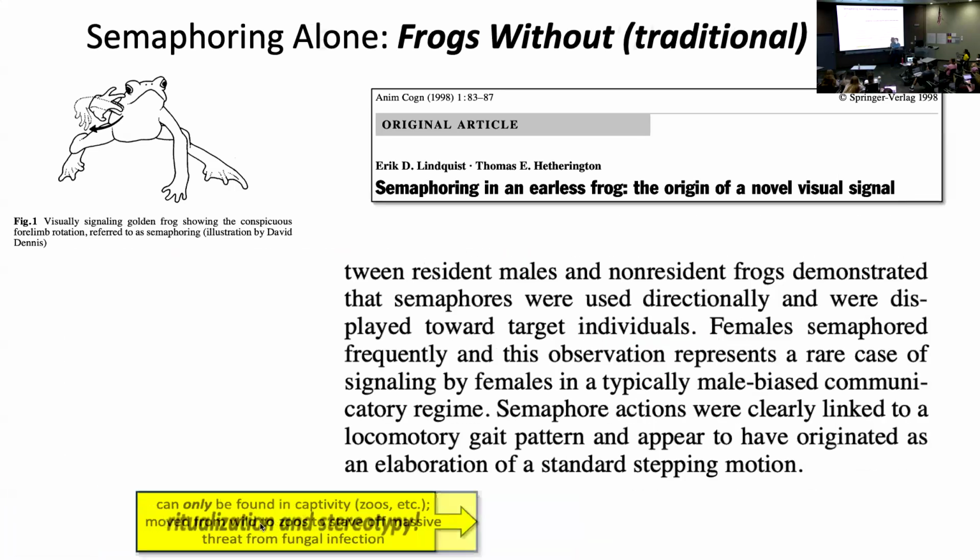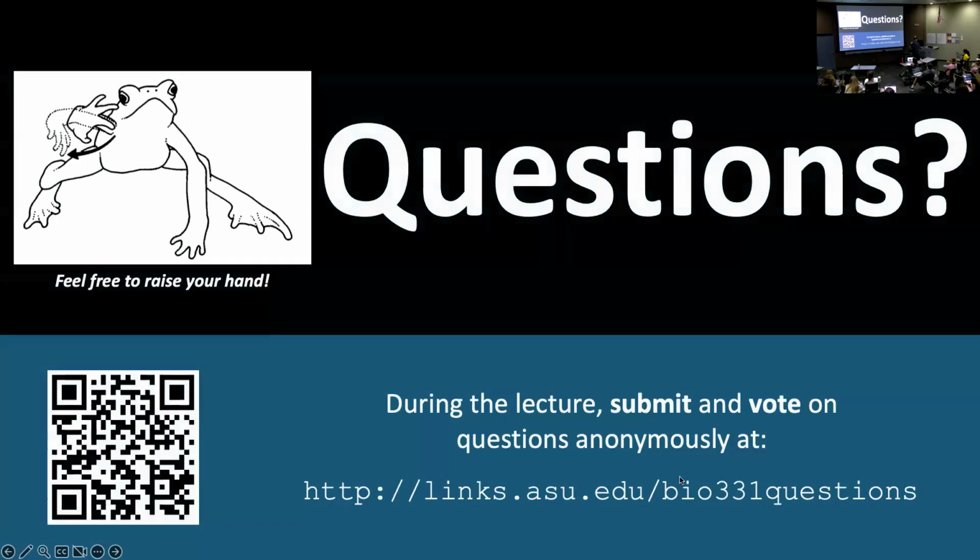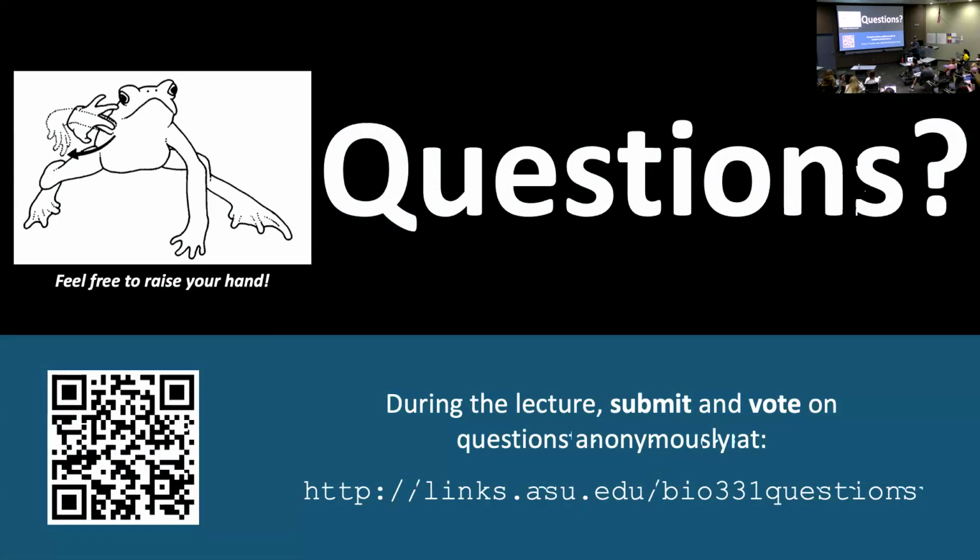Anyways, so that is that, and this is just sort of elaboration of standard stepping motion, ritualization, and stereotypy. That is supposedly how we get signals. That is our theory. So with that, do you have a semaphore for me? Do you have any questions? Is that clear, what I mean by semaphores, ritualization, stereotypy, cues, signals?